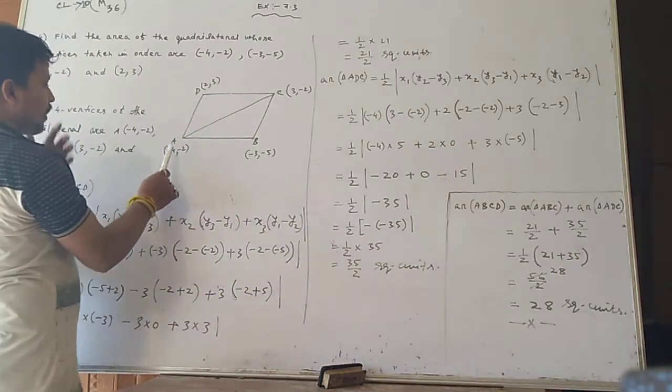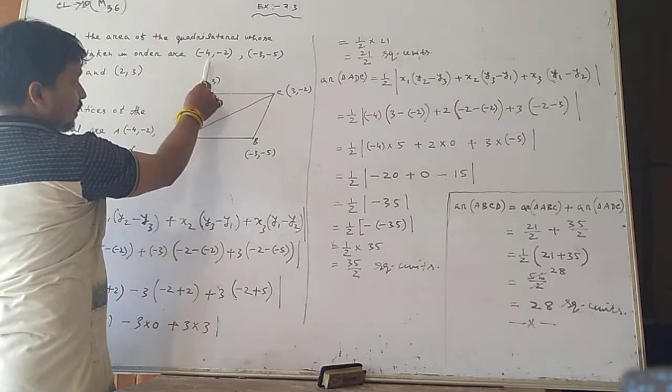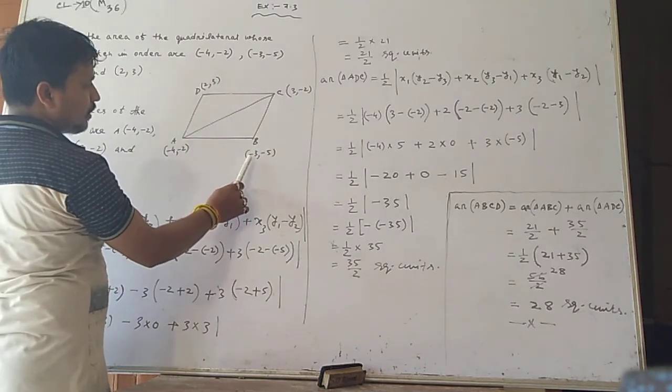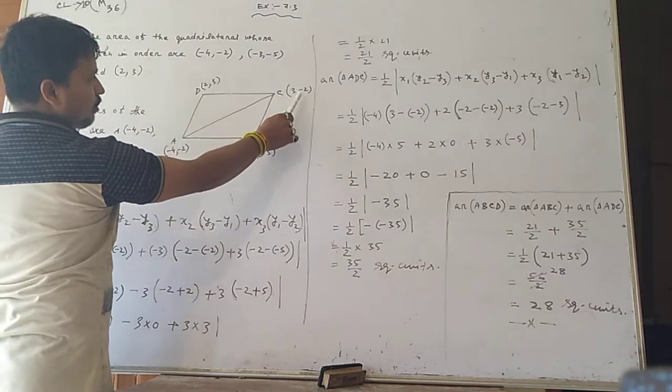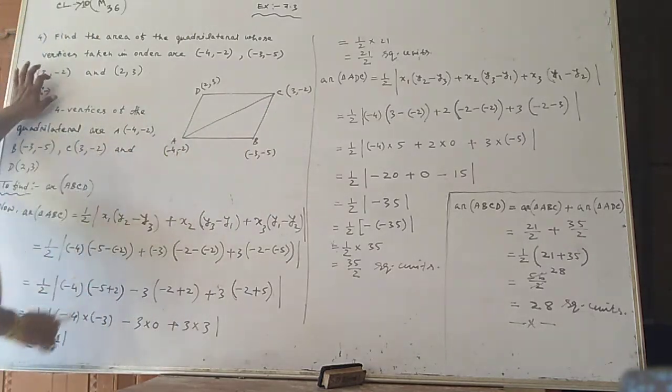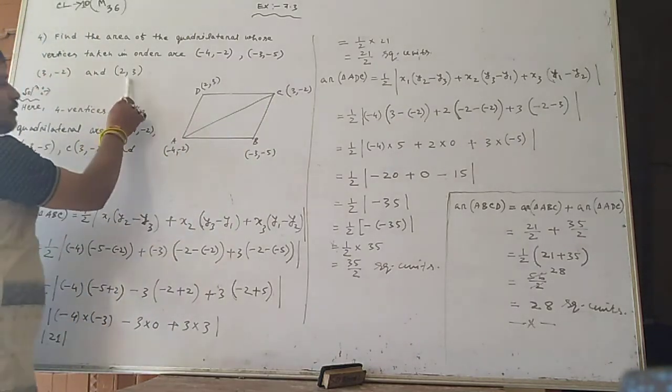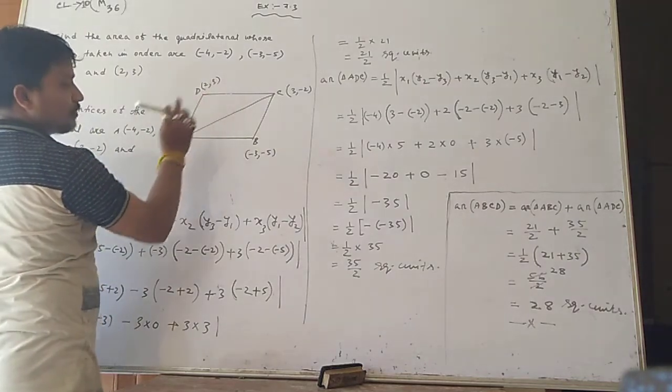So, the A coordinate given is (-4, -2), which is written here. B coordinate is (-3, -5), this one. Then the C coordinate is (3, -2). And this one is the D coordinate, which is (2, 3).